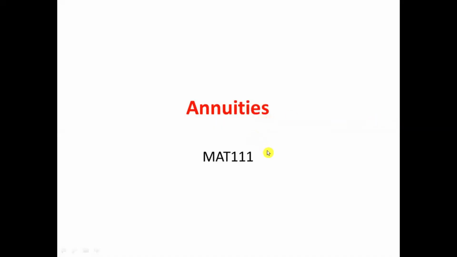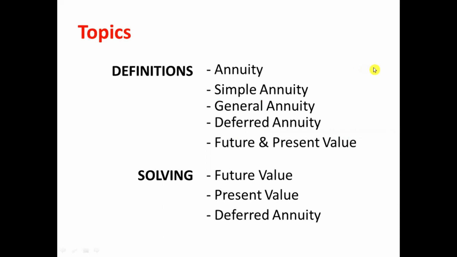So, we're going to the next lesson, guys, which is about annuities. This will be the flow of our discussion. First, we will be defining what is an annuity, what is a simple annuity, what is a general annuity, what are deferred annuities, and what is the concept of future and present value for these kinds of annuities. And then we will solve for their future values, the present values, and the special case of deferred annuity.